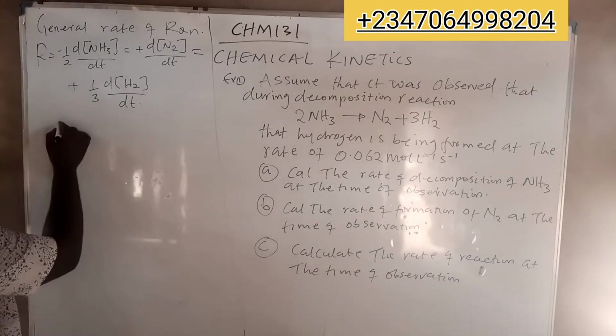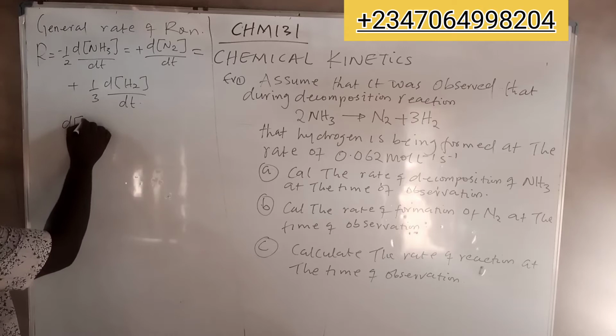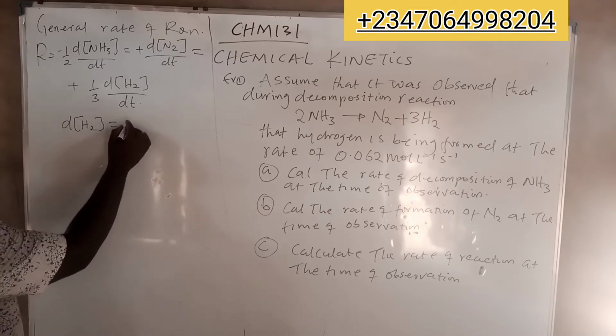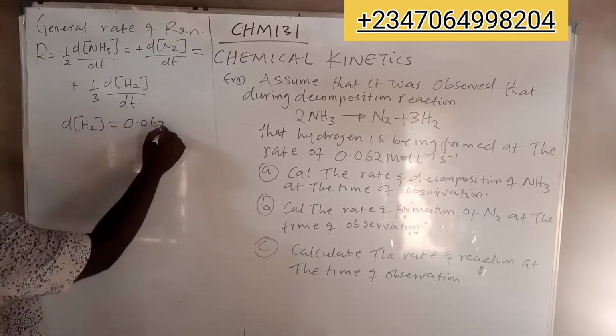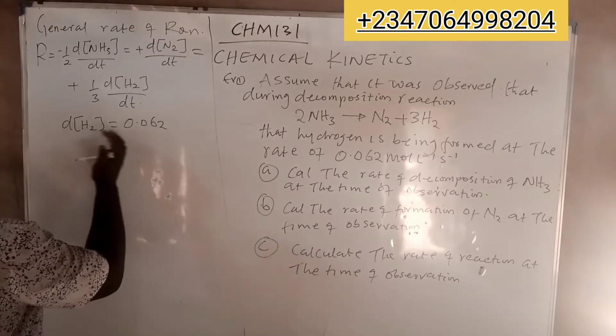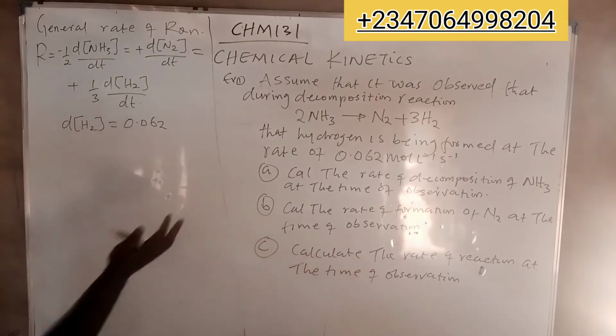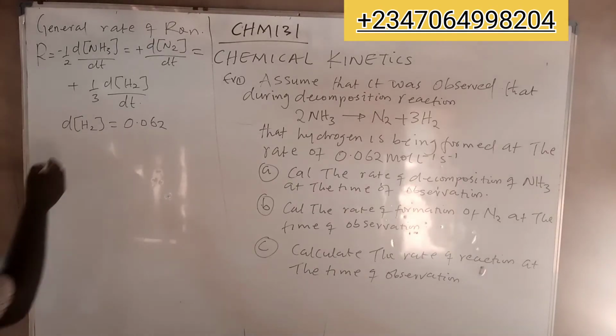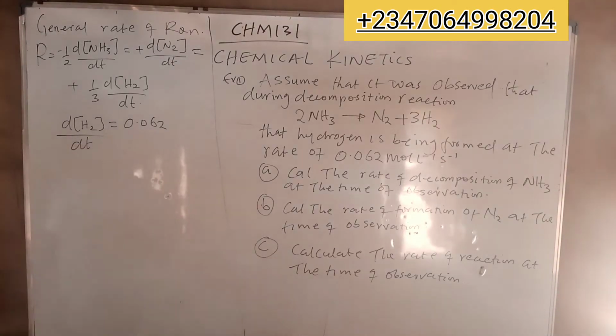That means that the rate of H, they gave it to you to be 0.062, right? Now, the next thing for you to do, this is so easy. If you start understanding this, you don't have issue again. They gave that of the hydrogen, so this is just the change in H over the change in T, they gave you to be this. Now, they want you to know that of the ammonia.